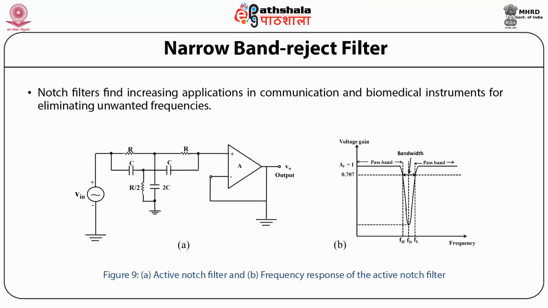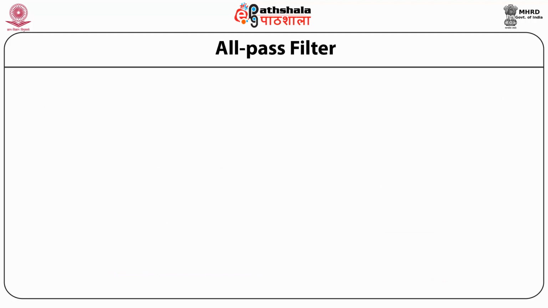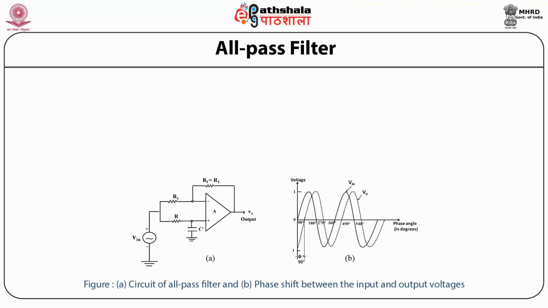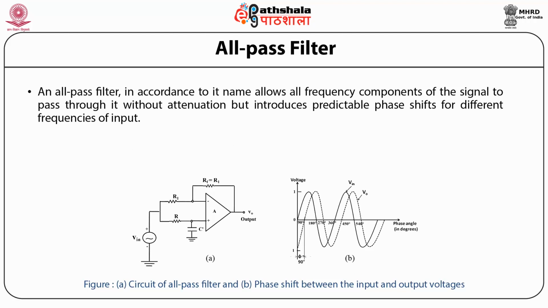The above equation shows that for fixed values of R and C, omega n is fixed and the output voltage depends solely on the frequency of input signal. When omega equals 0, modulus of V naught of omega by Vn of omega equals 1.